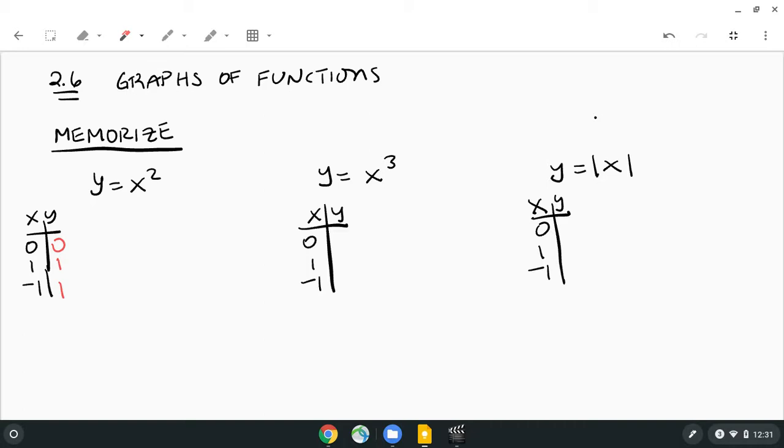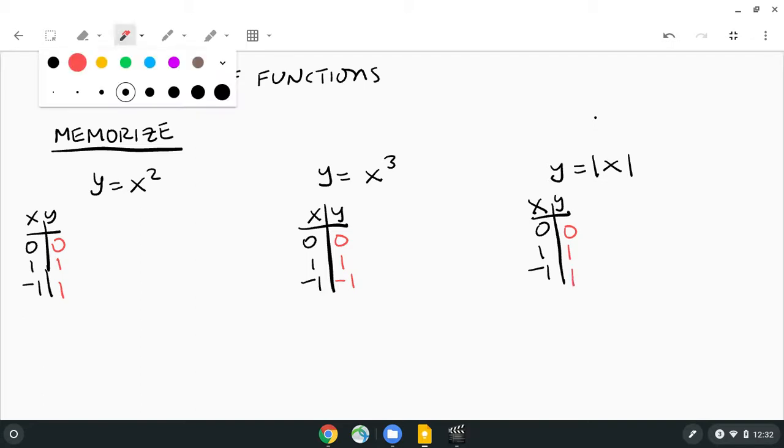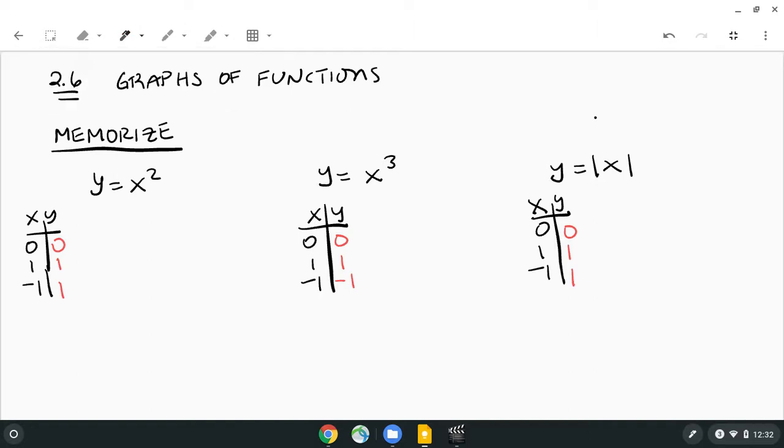So x cubed, when x is 0, 0 cubed is 0. When x is 1, 1 cubed is 1. When x is -1, -1 to the 3rd power is actually -1, because -1 times -1 times -1. Okay, and then the absolute value of 0 is 0. Absolute value of 1 is 1. And absolute value of -1 is also 1. Okay? So let's go ahead and plot these 3 points and come up with the graph of each of these.